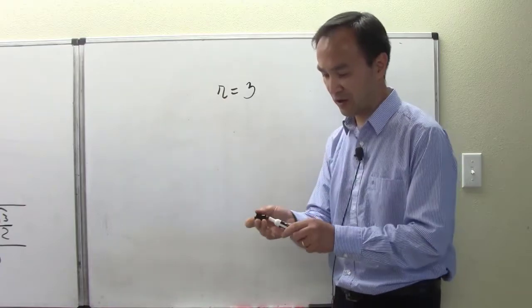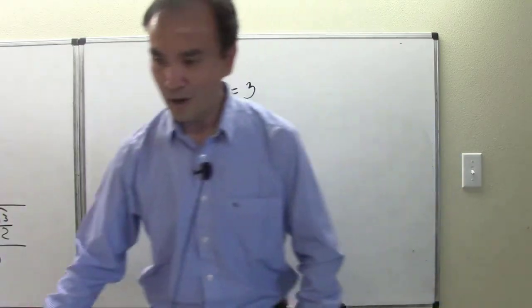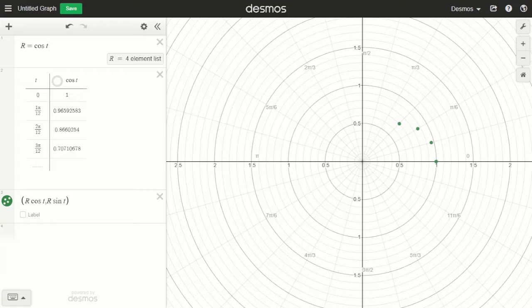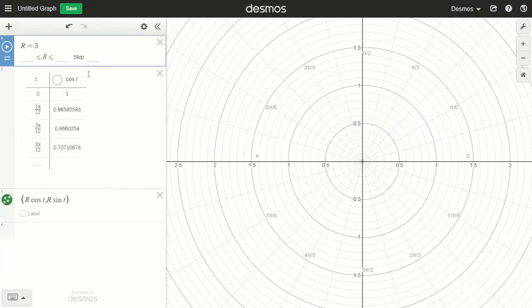Then on your Desmos, this is all you have to do. We go here and change that to 3. All right, and then don't worry, all the points here disappear.